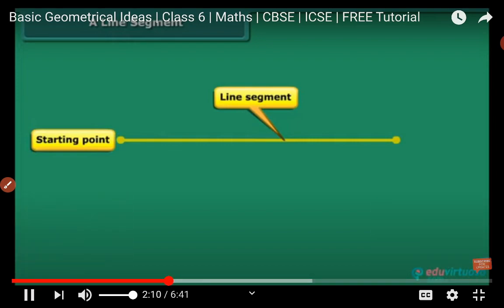Starting and ending of a line segment are its end points. A line segment can be named by naming its end points. We can call this line segment as AB or BA.